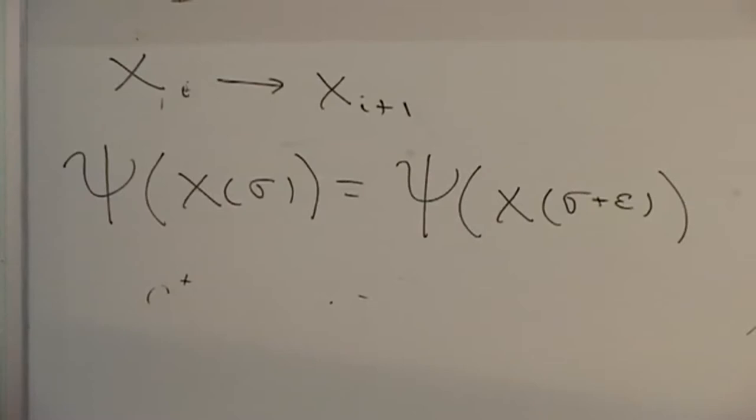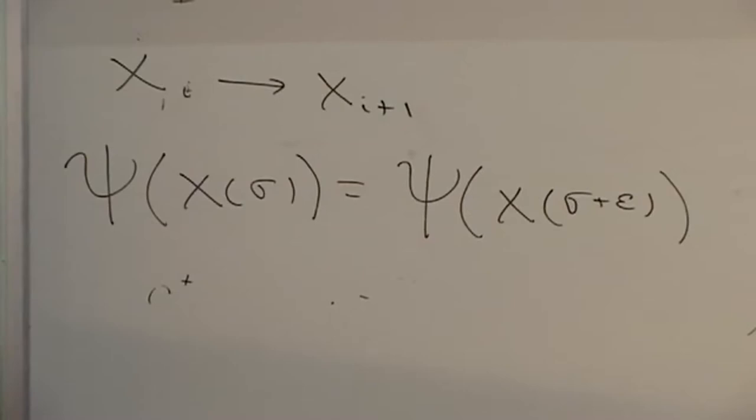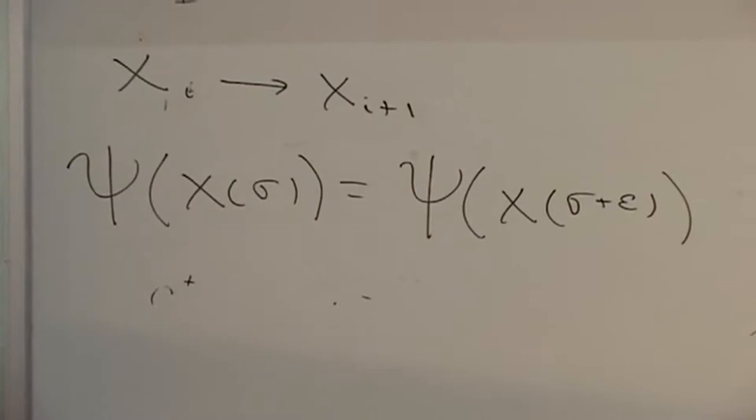Now, sigma plus epsilon, of course, means something. At the point 2 pi, you want to shift it. It means a little rotation of the sigma circle. Okay.